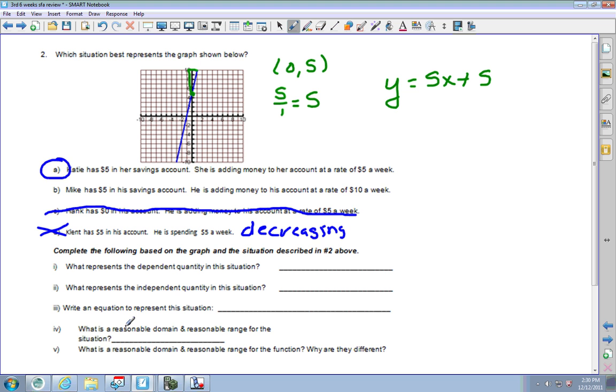It says complete the following based on the graph and the situation described in number 2 above. Which represents the dependent quantity in the situation? Let me go back up here and highlight this for a second. They're talking about this right here. What is the dependent quantity? The dependent is the y. It's the end result. The end result is the amount of money in her savings account.